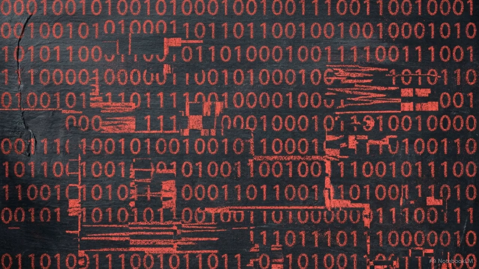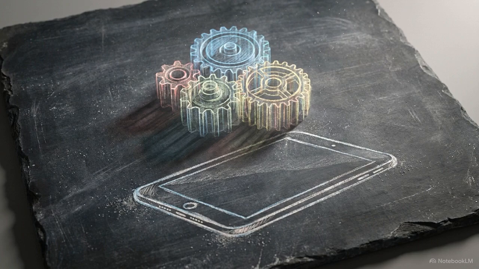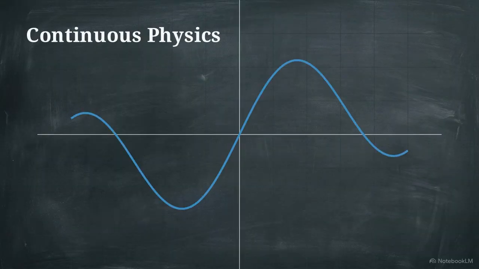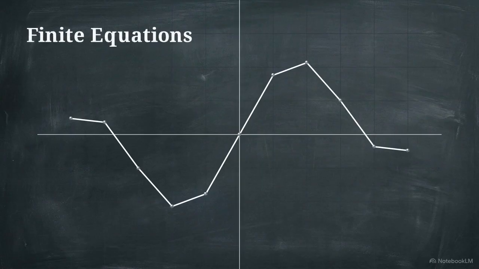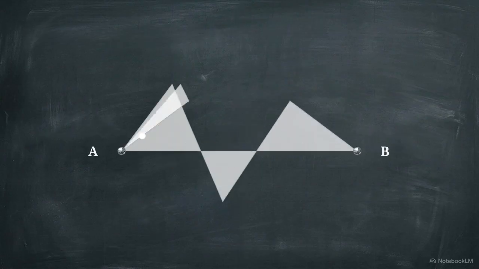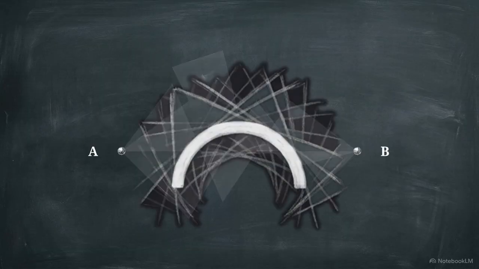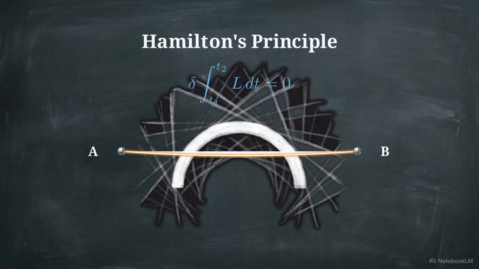Computers, no matter how powerful, cannot calculate infinity. To build functional finite element method software, we need a reliable translator. We need a way to convert the infinite, continuous physics of the real world into finite, solvable equations. This transition relies on variational methods, specifically Hamilton's principle, which reformulates the motion of a system as a search for a specific optimal energy path.